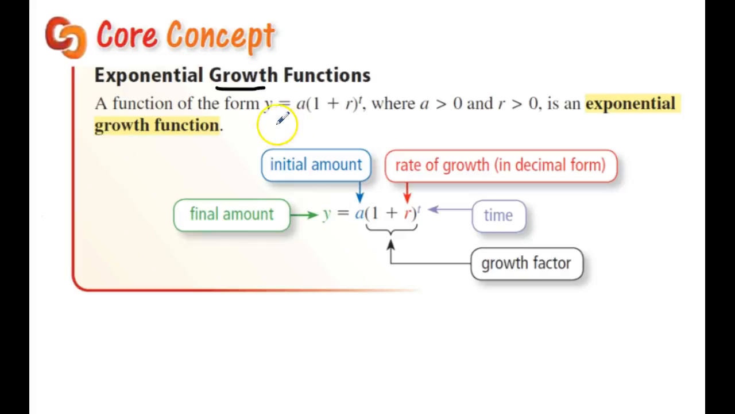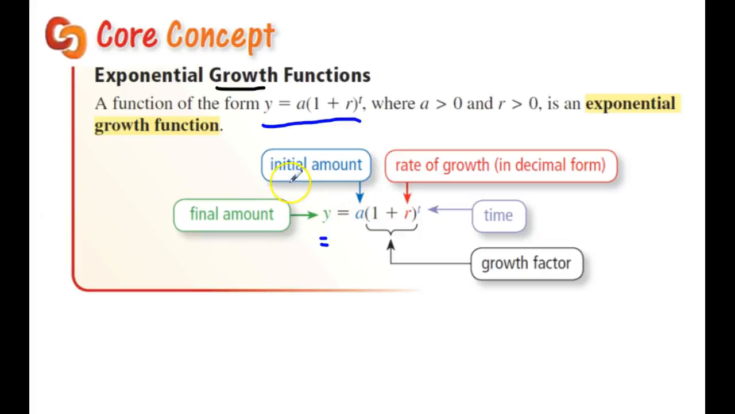So here's my function, y equals a times the quantity 1 plus r to the t. So a has to be greater than 0, and r also has to be greater than 0. And if both of those things are met, we're talking about an exponential growth function. So this y value is our final amount, right? If we're talking exponential growth, we can always think of population, right? So our final amount would be like, what's the new current population?